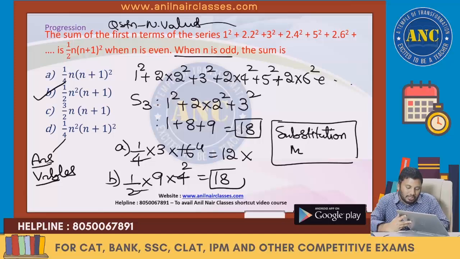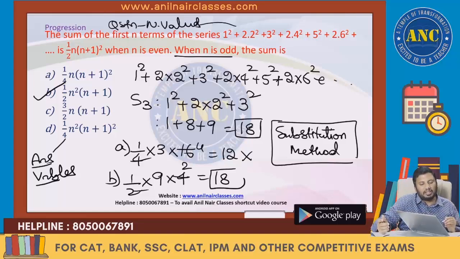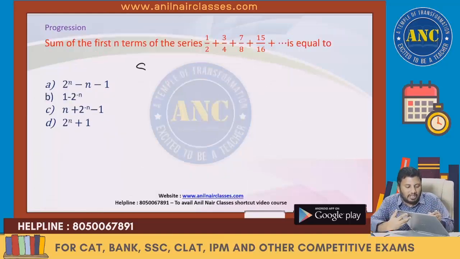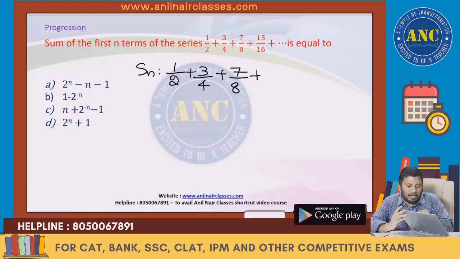Substitution method needs to be used. If I use the substitution method, I will get the answer very, very quickly. I hope the idea is clear. Next one, sum of the first n terms. This is nothing but 1 by 2 plus 3 by 4 plus 7 by 8 plus 15 by 16 and so on.